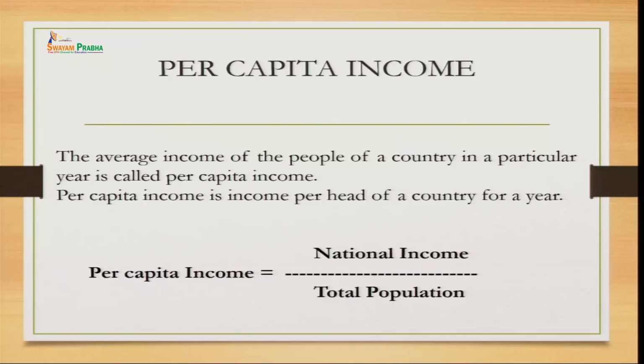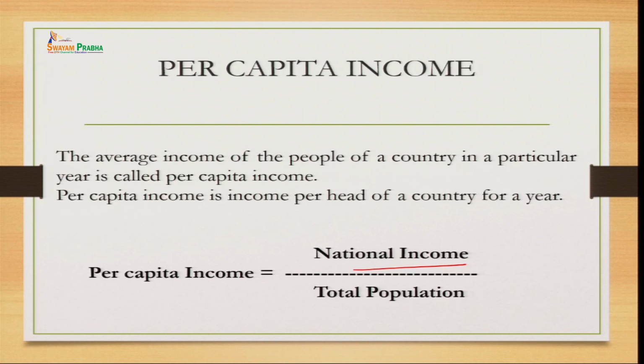So, again there is a very simple formula. This is income per head. What we do is we calculate the national income, the total income of the people in the country, and then we divide it by the total population. The figure which you are going to get is the figure of per capita income.